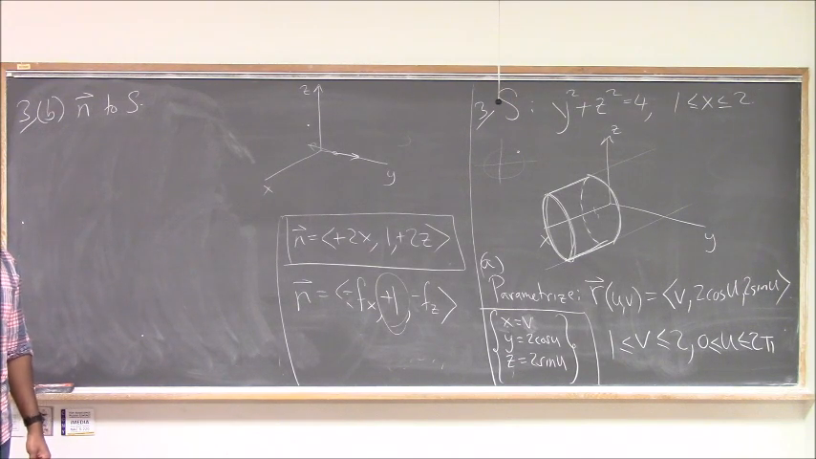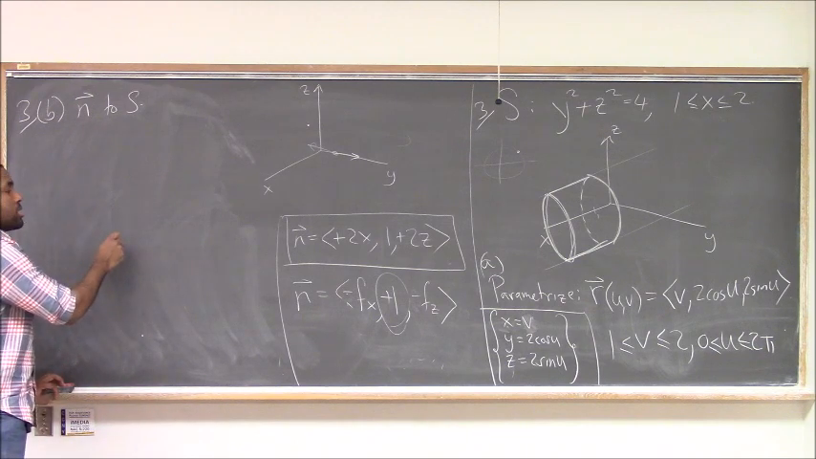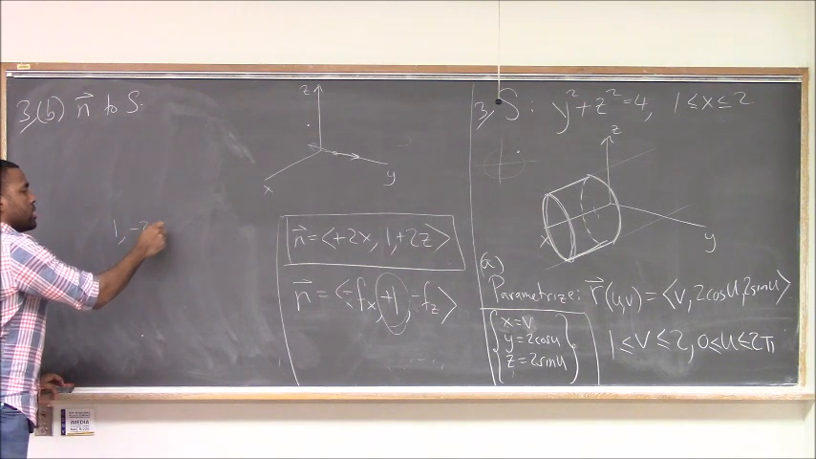So wouldn't it be 1, negative 2y, and negative 2z? That's the normal vector for this. You're asking me if it would be 1, negative 2y, negative 2z?